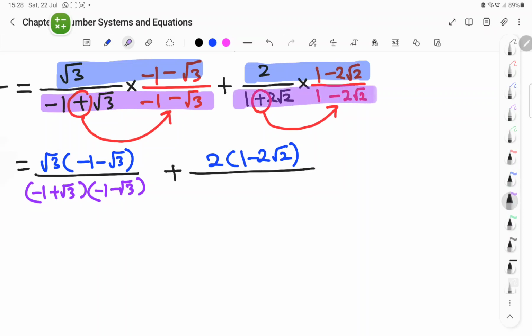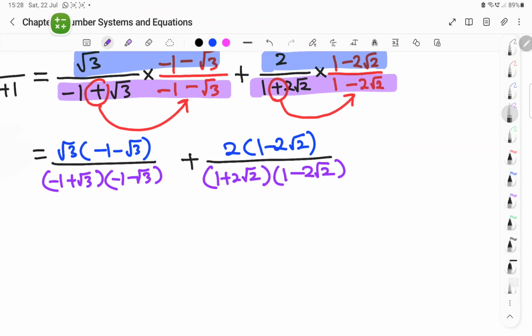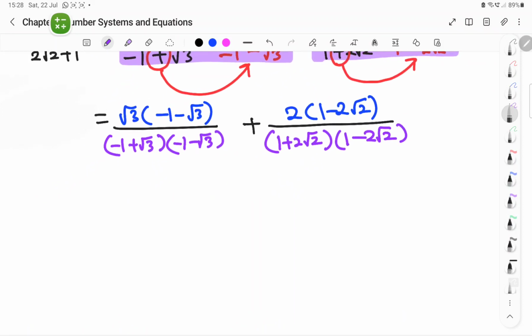And then the denominator. What is the denominator? Just copy paste two brackets: 1 plus 2 square root of 2, 1 minus 2 square root of 2. Now let's continue the calculation for the first one. This one needs to multiply? No need. No need to multiply first.